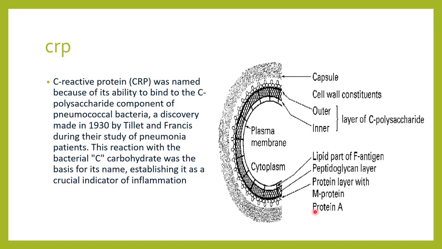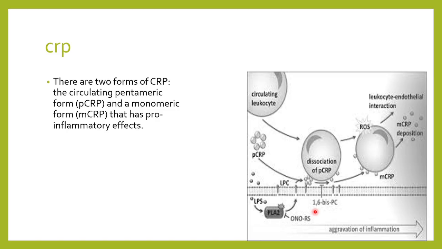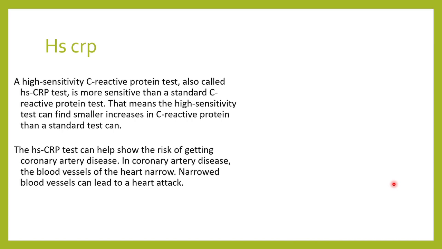There are different forms of CRP. You have the pentameric form and the monomeric form, and they all have pro-inflammatory properties. You can see these different forms: the pentameric form and the monomeric form of C-reactive protein. There is also something called HSCRP.